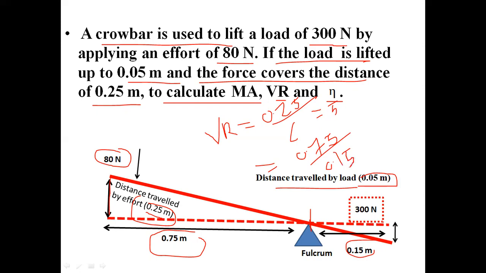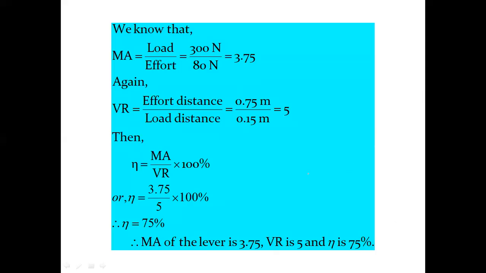Now we'll solve it. Look here, we know that MA is equal to load by effort. Load is 300 Newton, effort is 80 Newton. So we got 3.75. VR means effort distance by load distance, equal to 0.5 meter by 0.1 meter. It will give 5. Then we know that efficiency is equal to MA by VR into 100%. When you solve it, we got 75%.